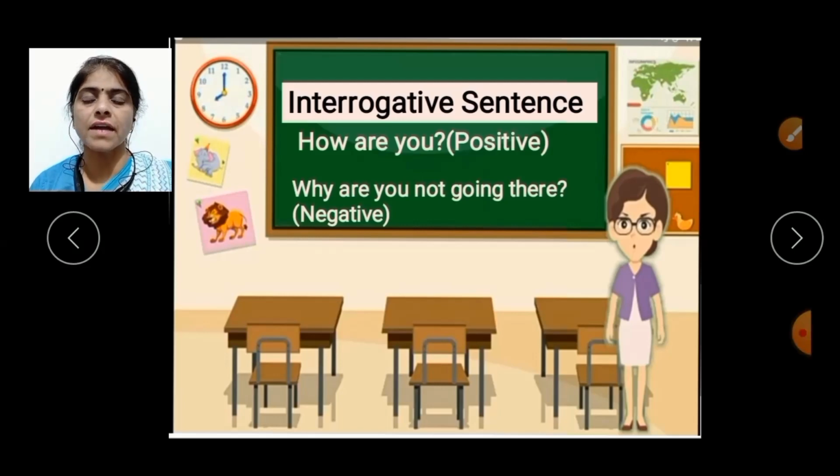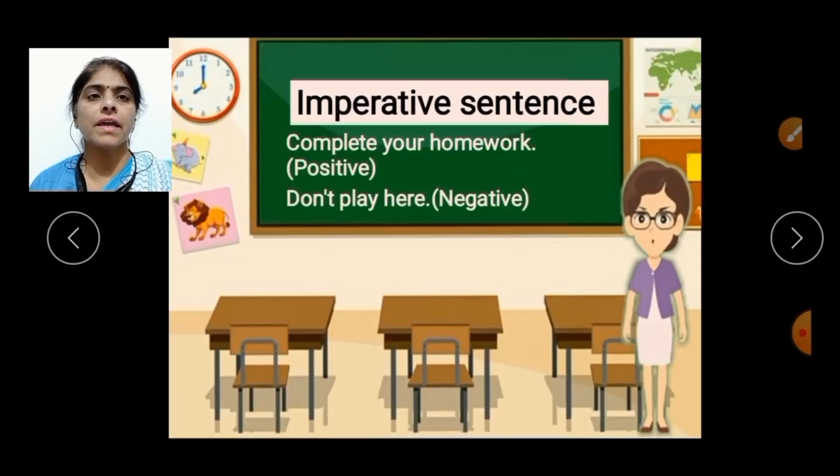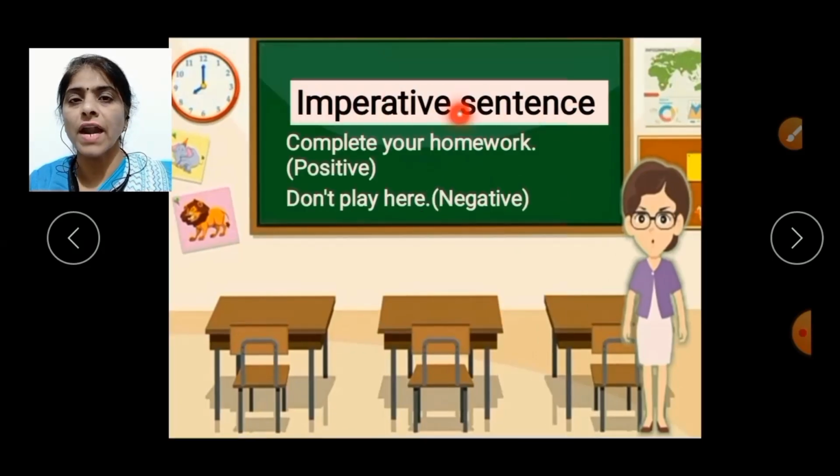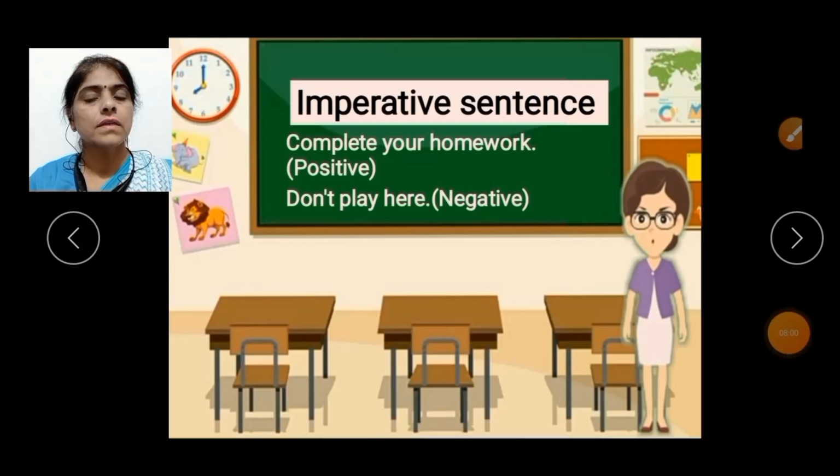Now let's have the next kind of sentence to know the same thing in that. Here in imperative sentence, we are having 2 examples. The first one is, complete your homework. As you can observe, this sentence is giving positive meaning. On the other hand, the second one, don't play here. This sentence is not giving positive. This sentence is giving negative meaning. So here the thing is also clear that imperative sentence can have positive as well as negative meaning. Means imperative sentence can also give positive and negative meanings.